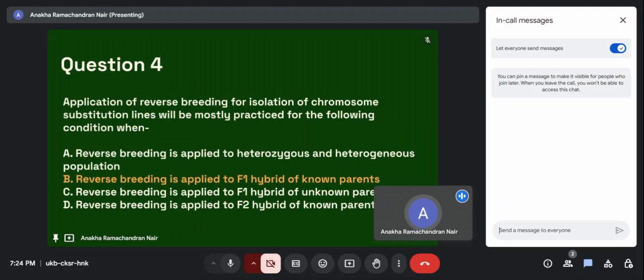Reverse breeding is applied to F1 hybrids of known parents. So in this case, you know the genotype of parent 1 and parent 2, and you have the F1 hybrid, and you use this F1 hybrid to perform the reverse breeding to get parental lines that will give you the same F1 hybrid upon crossing, right? So the correct answer is B. Reverse breeding is applied to F1 hybrid of known parents, right? So let's move on to question number 5.